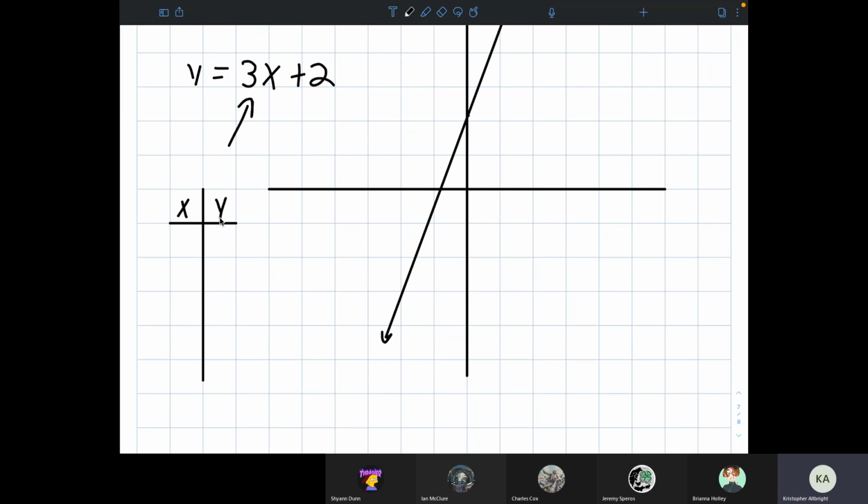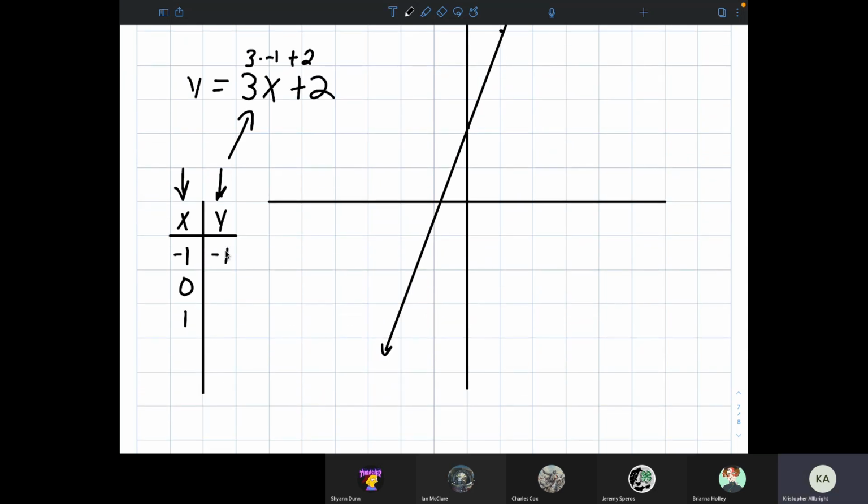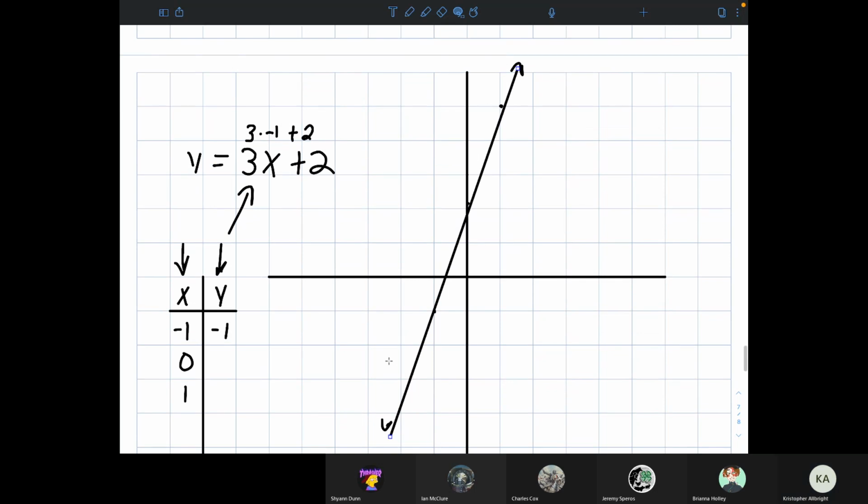So if we say, okay, I want to plug -1 in, 0, and 1. This is just a list of things that I'm going to plug in, and this is just a list of things that I'm going to get out. So if I plug in -1, I'm going to get 3 times -1 plus 2, -3 plus 2. So I'm going to get -1. So if I graph that, I'm going to go down, left 1, down 1. So it crosses right here, which if I drew my line correctly, this line should go directly through that. So I'm just going to edit it a little bit like that. Try to make it go through all the right points.